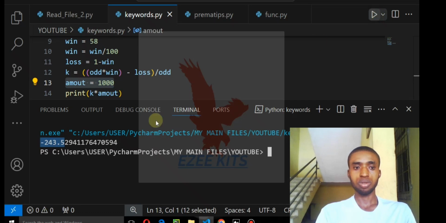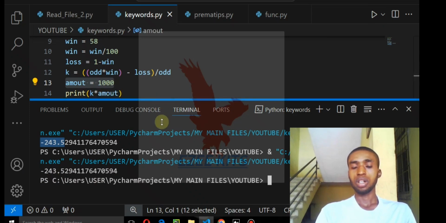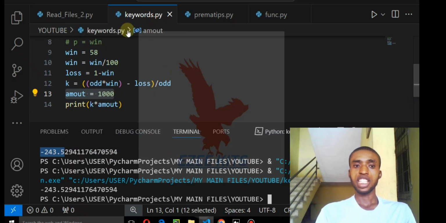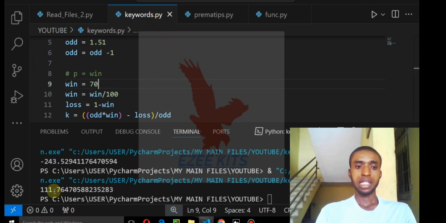Let me run it again so we see the output. You can see it's in fact telling us that it's a negative bet to play. We should not make any bet on it. But in a situation where we estimate that it's much higher, let's assume it's 70%, for example, and then we play this, you can see that it's giving us a positive value. So we're going to play 111.7 naira on this game.